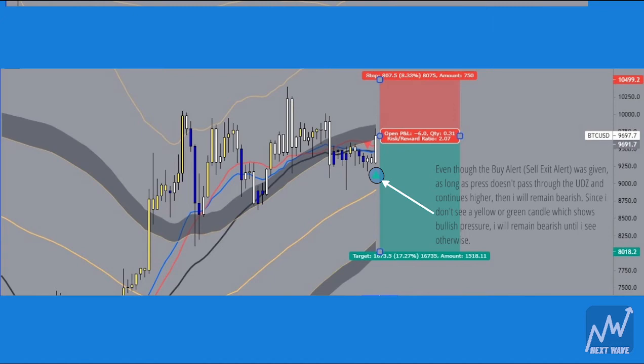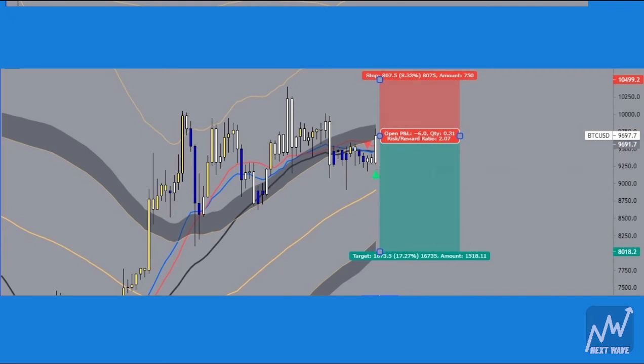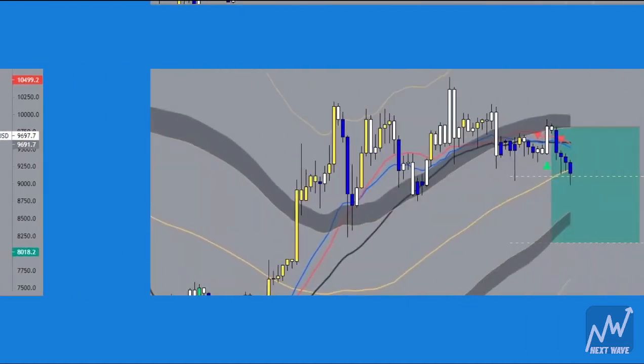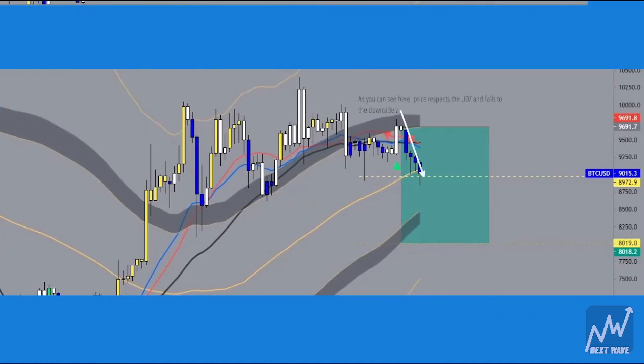Since I don't see a yellow or green candle which shows bullish pressure, I will remain bearish until I see otherwise. And I'll put my stop loss up above these highs so that my stop loss would not be close to getting hit. As you can see here, price respects the upper danger zone and falls to the downside. Once price reaches the mean line, you can move your stop loss to break even.